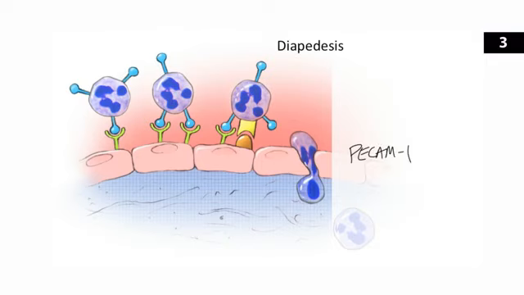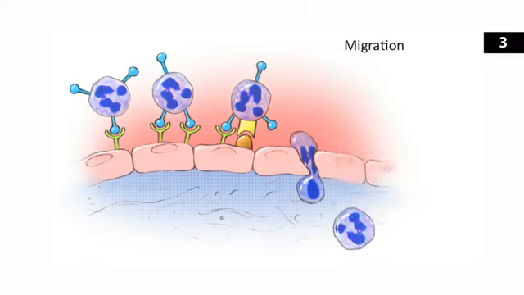PCAM1 is found on the intercellular junctions between endothelial cells and also on the neutrophils and monocytes and even platelets. And then step 4 is migration, where the leukocyte travels through the interstitium to wherever it needs to go, so the site of injury or inflammation.